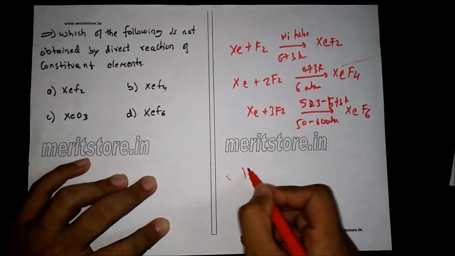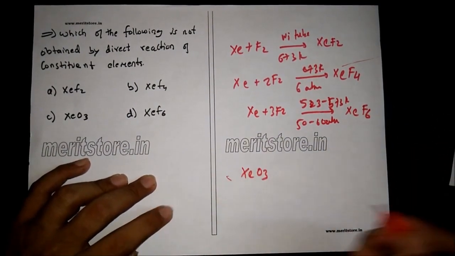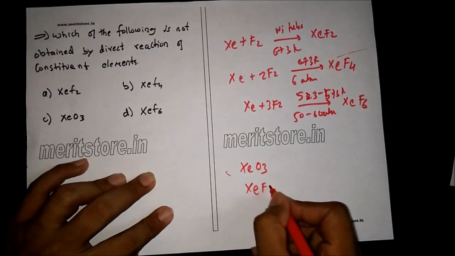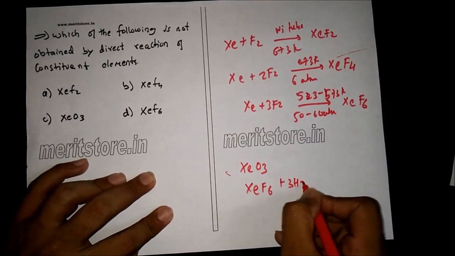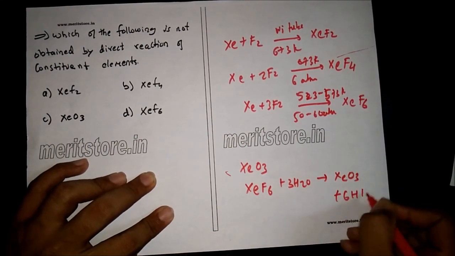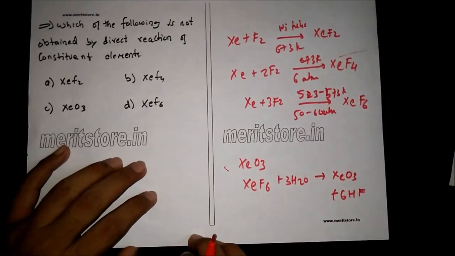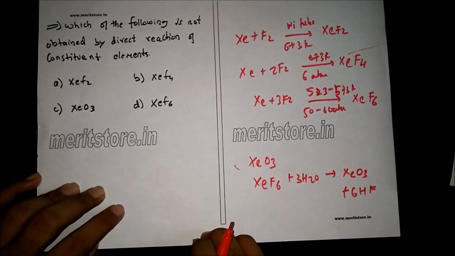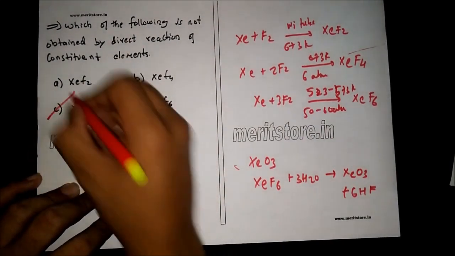However, XeO3 is obtained by hydrolysis of XeF6. XeF6, if it undergoes hydrolysis, gives rise to XeO3 plus 6HF. Therefore, XeO3 is not obtained by the direct reaction of constituent elements, which is the correct answer.